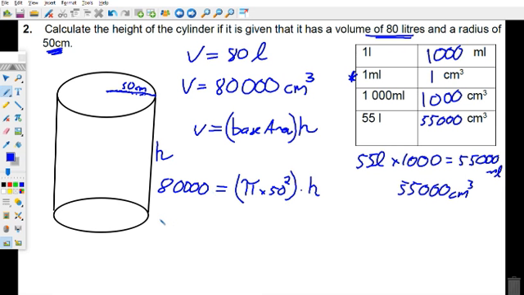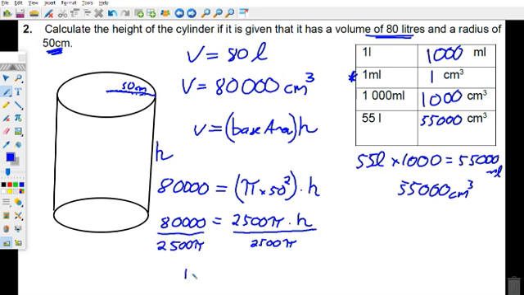Okay, so we're going to work that out. So we're going to get 80,000 is equal to how many pi's? 50 squared is going to be 2,500. Pi times h. Okay, so I'm not rounding anything off yet. I'm going to round off at the final step. How many decimal places, if they don't tell us? 2. Okay. So then we're going to divide both sides by what? Because we want h by itself. So we divide by 2,500 pi.